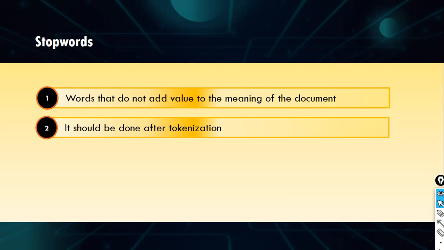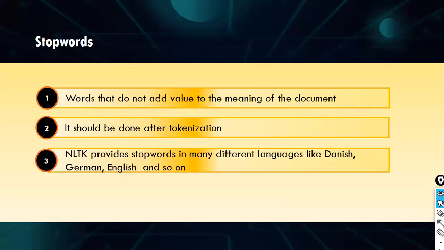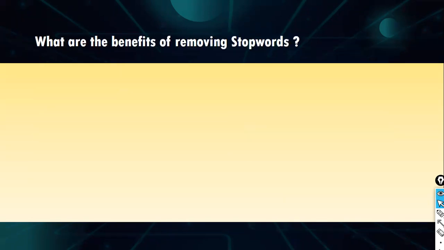The NLTK package is really helpful. It offers stop words in different languages, English and others. Now the question is, what are the advantages of removing stop words? The volume of the data gets reduced. If you remove commonly occurring words like and, the, there, where, is, was, when, obviously your dataset size decreases, and it also improves the accuracy of the classification.